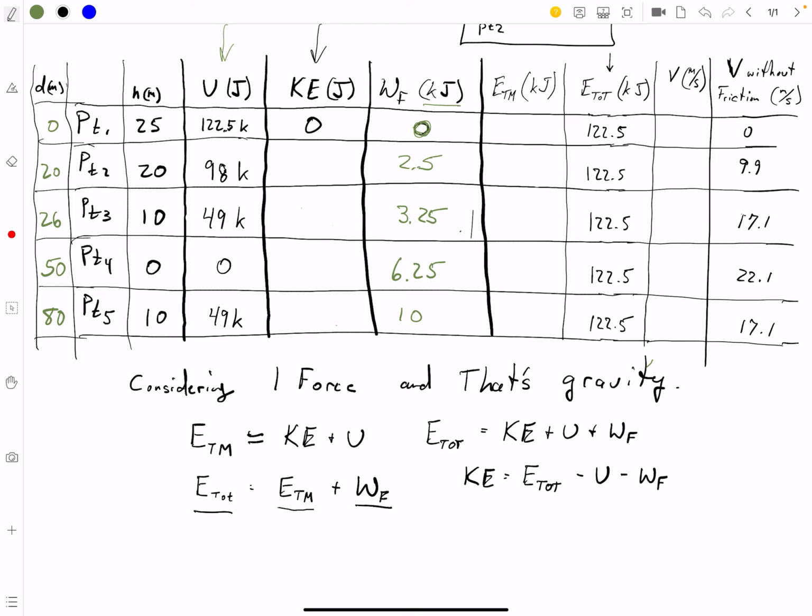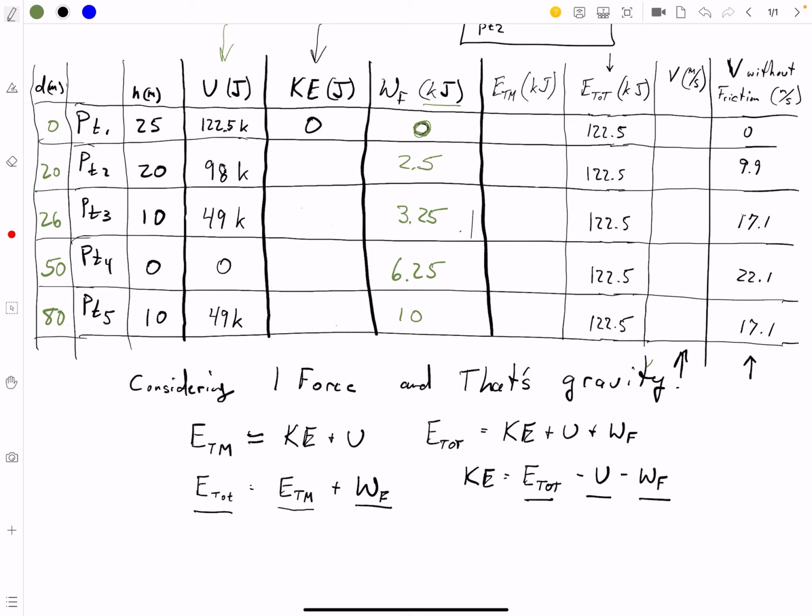Okay, that's in kilojoules. So we've got our energy total minus our potential energy, which we've already figured out, minus the work of friction is going to be our kinetic energy. And this is a big one because that kinetic energy is how we're going to get this value for the velocity. I wrote in just so we can compare the velocity without friction, and so we'll see a little difference there. Okay, so that's what we're going to do for all of these kinetic energies.